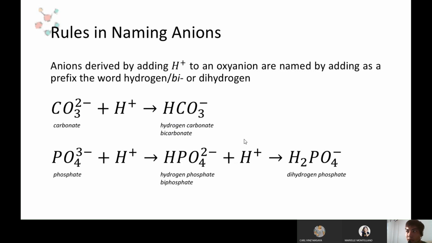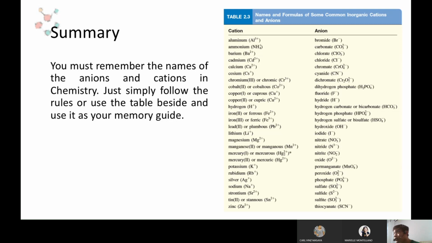Pag dalawang hydronium ion naman yung dinagdag mo and you still ended up with an anion, ang makukuha mong prefix dapat ay dihydrogen, indicating you added 2 hydronium ions. So, ang gagamitin na natin ng prefix would be dihydrogen. So, keep in mind lang, and then yung table na pinakita ko kanina. No need to remember na yung mga rules, pero mas maganda kung alam niyo yung mga rules.